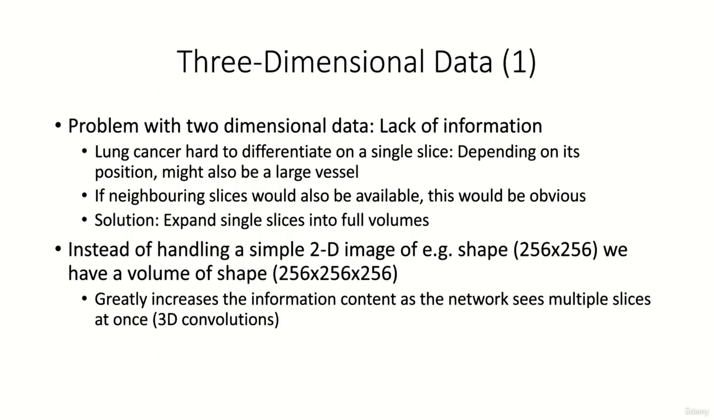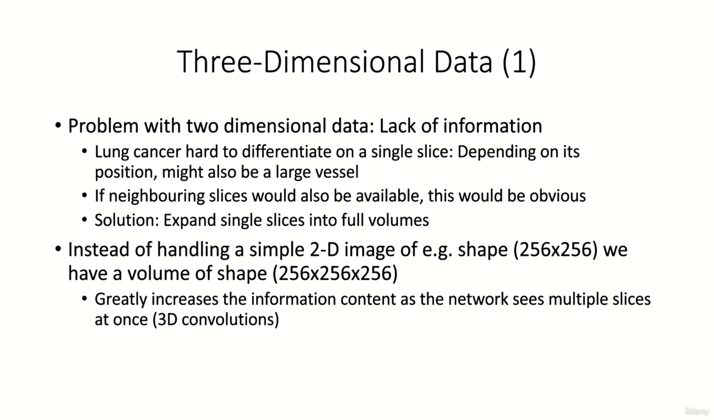So, now it's time to talk about three-dimensional data. As you might have already noticed, the problem with two-dimensional data is simply the lack of information. As an example regarding the last project, lung cancer is sometimes difficult to differentiate on a single slice. Depending on the position, the suspicious tissue might also be a large blood vessel or the top of the liver. However, if we increase the information flow to the network by, as an example, also feeding in neighboring slices, the network could learn to differentiate between those tissues.